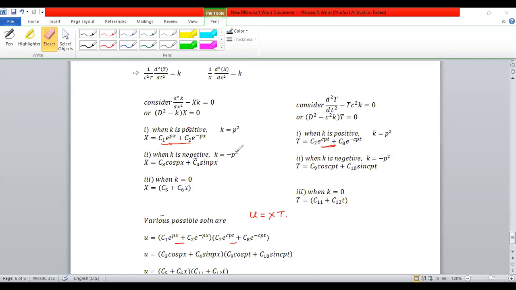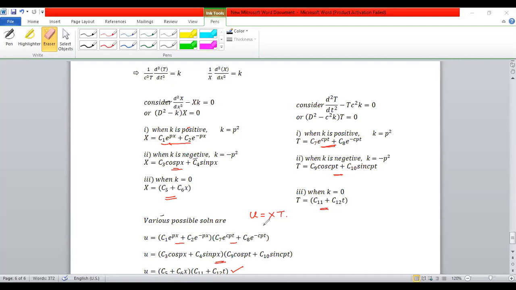When k is a negative constant, X is equal to c3 into cos px plus c4 into sin px. Here, T is c9 into cos cpt plus c10 into sin cpt. This is the solution. When k is equal to 0, X is c5 plus c6x and T is c11 plus c12t. That's the solution.